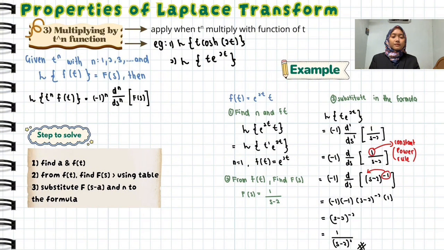The steps to solve this property are: the first step is to identify the value of n. The second step is to find F(s) using the Laplace table. The third step is to differentiate F(s) with respect to s. And the final step is to substitute the value of n into the formula.